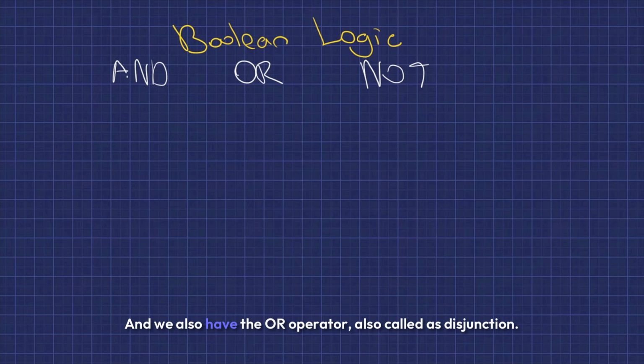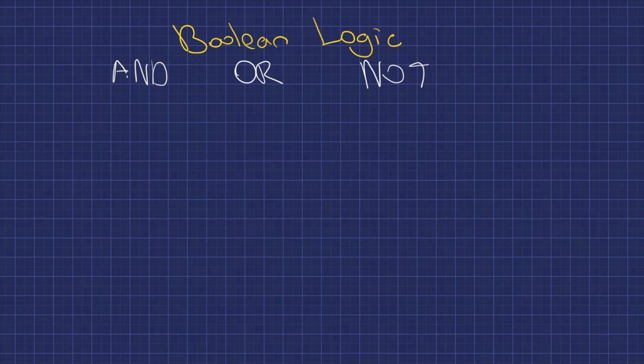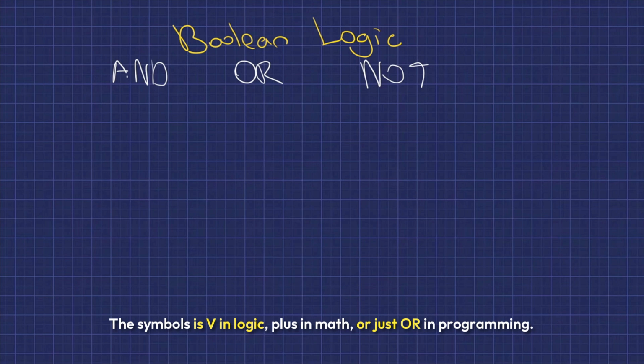And we also have the OR operator, also called disjunction. The type is binary operator as well. The symbol is V in logic, plus in math, or just OR in programming.